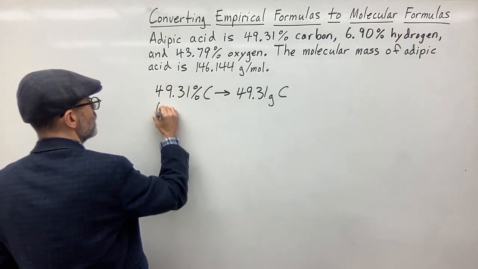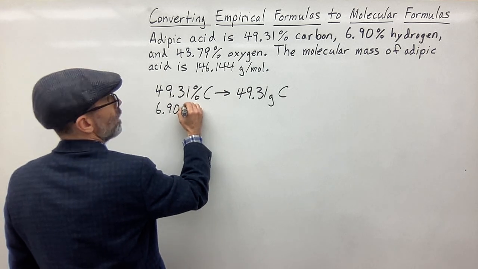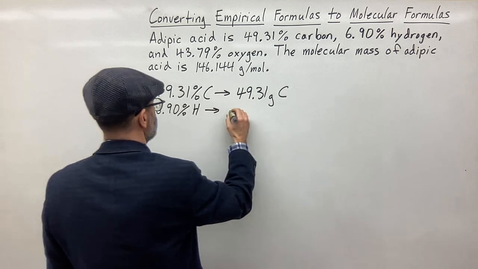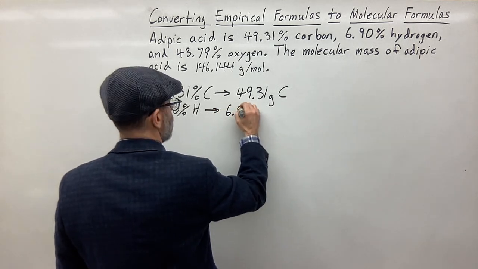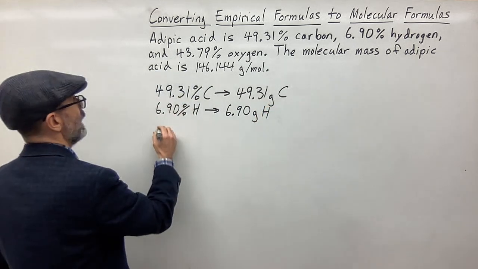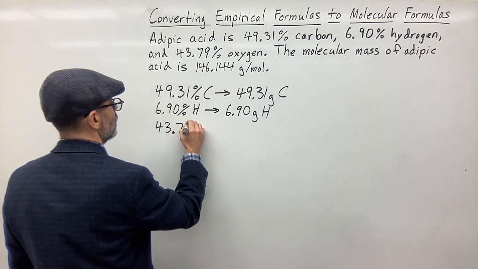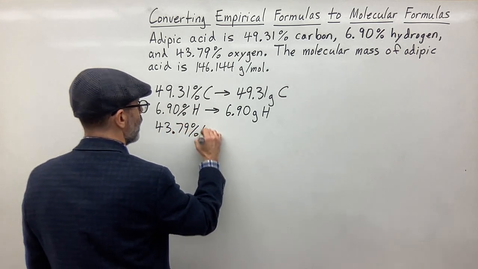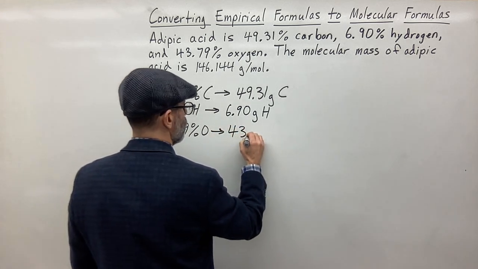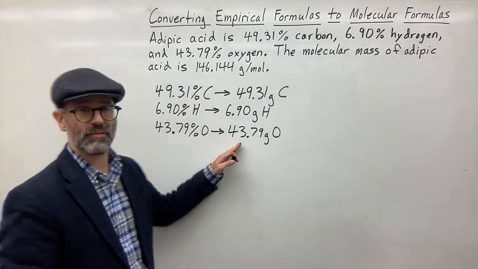And the 6.90% hydrogen becomes 6.90 grams of hydrogen, and the 43.79% oxygen becomes 43.79 grams of oxygen. Okay, so we have our grams.